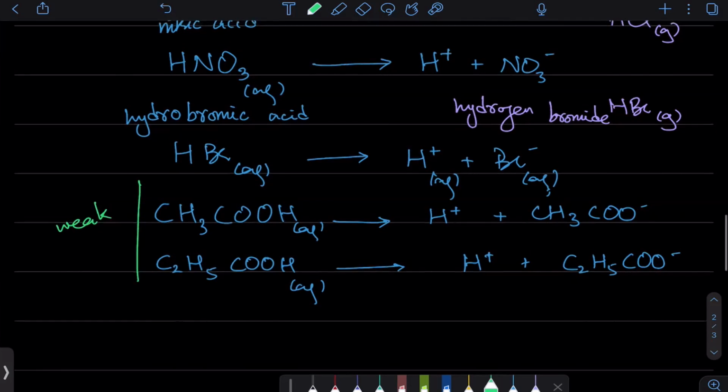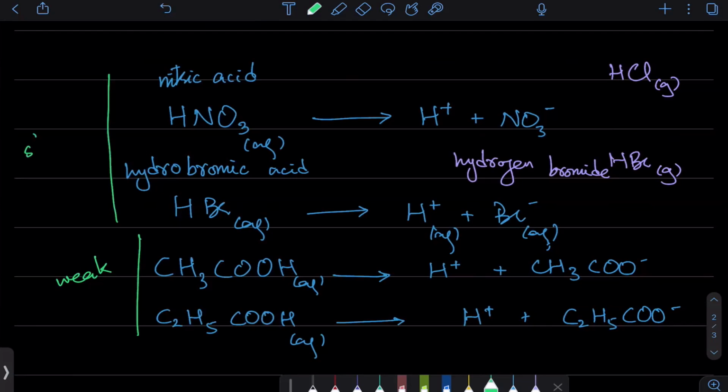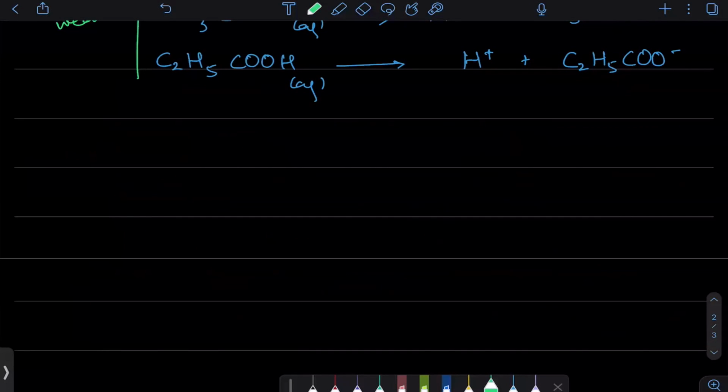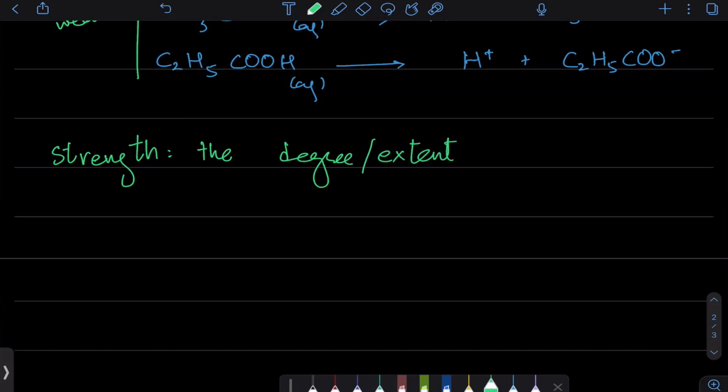And because all of these are taking part in this, I will call them strong acid. So I say that the strength of an acid is how much of it dissociates. Strength is the degree or extent to which an acid or an alkali ionizes or dissociates.